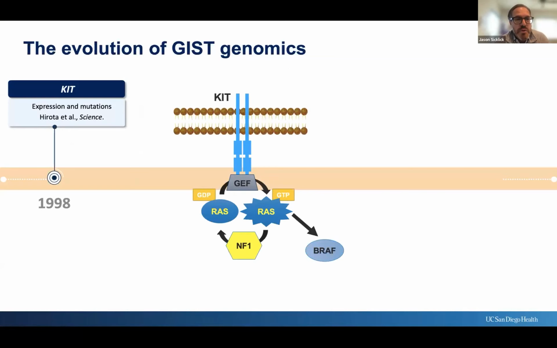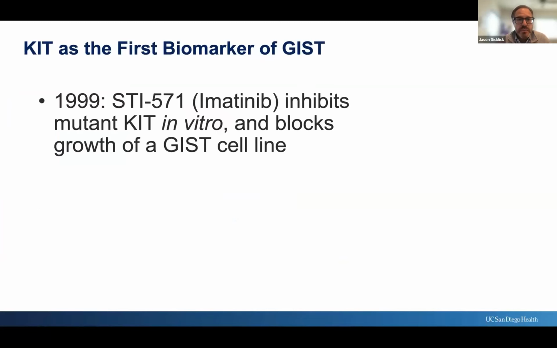So if we now move forward in time, what was discovered in the late 90s was that not only do GISTs express KIT, but they also have mutations in KIT. And KIT is a receptor on the surface of cells that leads to signaling downstream through these pathways, including the RAS BRAF pathway. And so the original discovery of KIT mutations was that it was a specific biomarker for GIST.